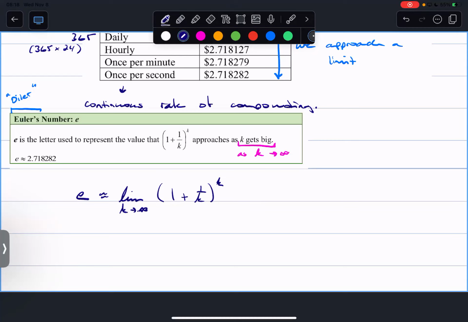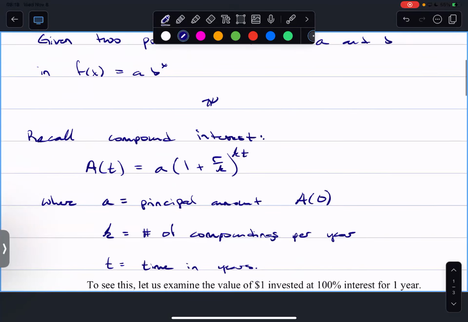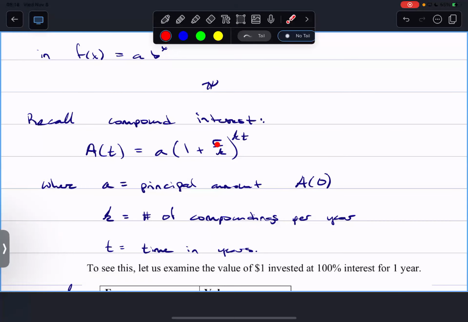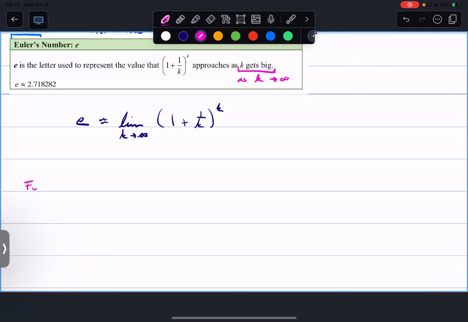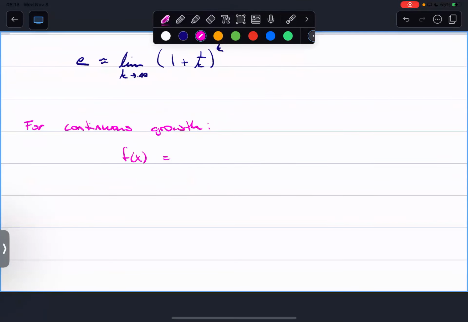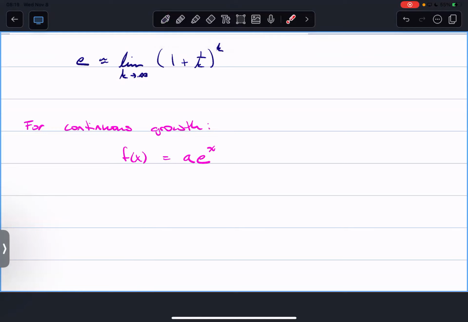So what does that mean? If we think back to our compound interest example here, if we have 1 plus r over k, what can we do? We can replace this with e to the t, or generically e to the x, right? Because t is still going to be there. This was a special case where we let t be 1, but now I'm going to replace this. So for continuous growth, we have f of x is a times e to the power of x. Which is almost easier than if you don't have continuous growth, right? I think it's nicer to work with.